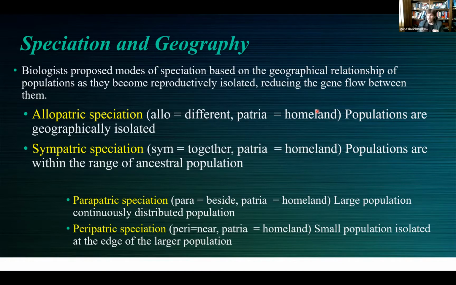Now, sympatric speciation. Sym means together, patros means again, padre, father, fatherland. We usually say homeland or motherland. In some of the European languages, they're talking about fatherland. So in this particular case, sympatric speciation, the population stays together in the same area. But for one reason or another, they stop interacting with each other.